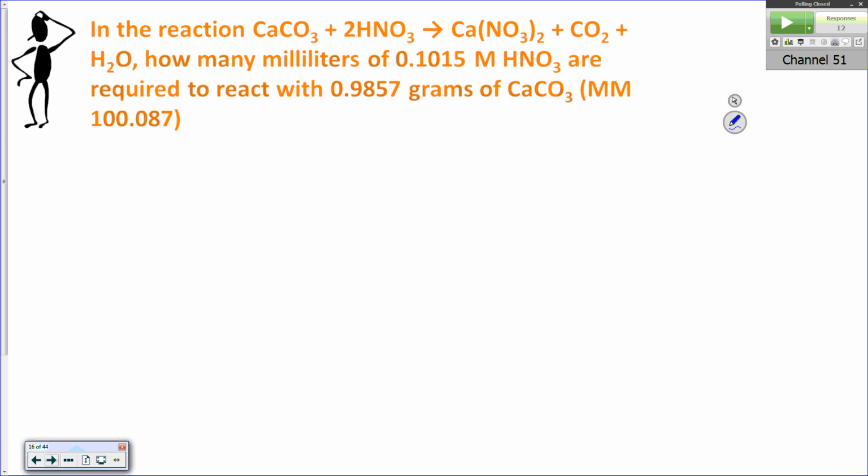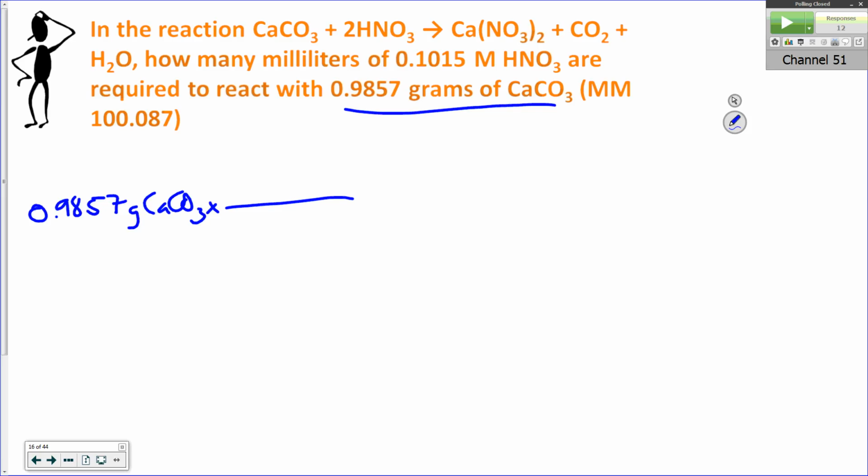So I start with what I know. And what I know is the mass of the primary standard that I have. So I've got 0.9857 grams of calcium carbonate. All right, the molar mass of calcium carbonate is 100.087 grams of calcium carbonate per mole of calcium carbonate.